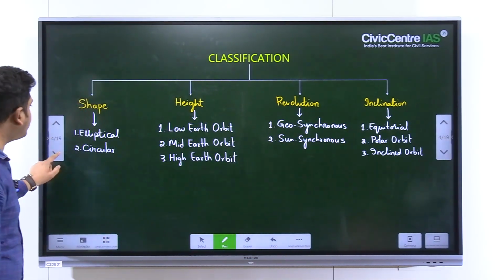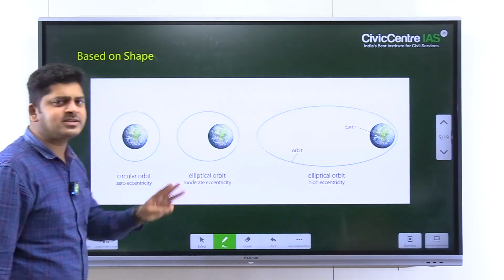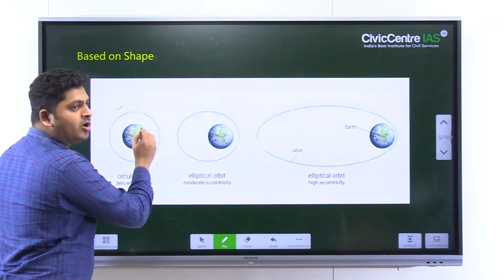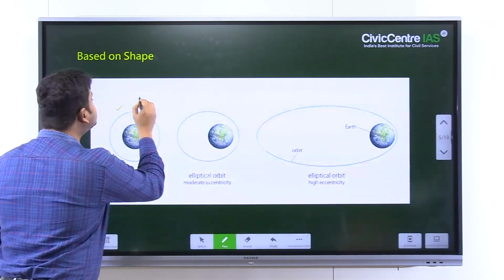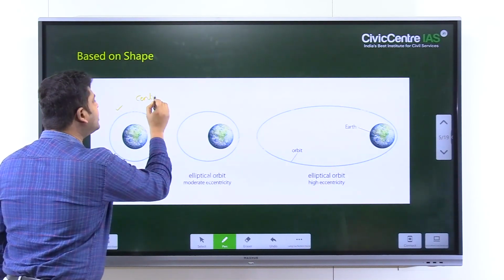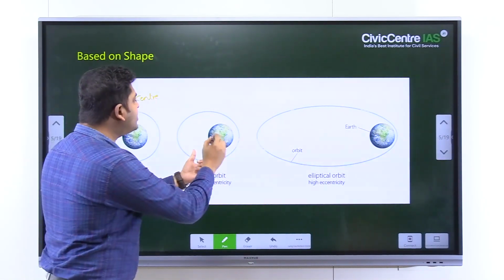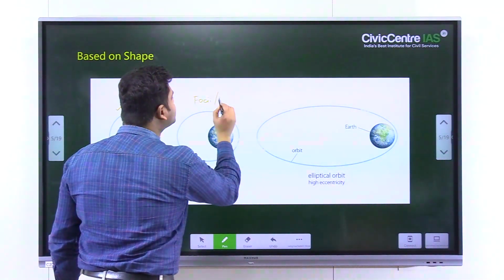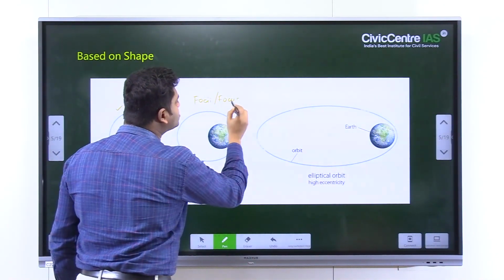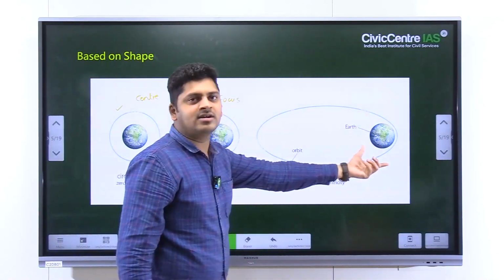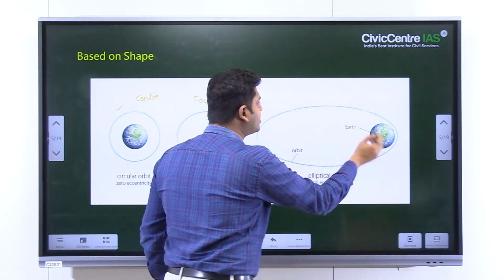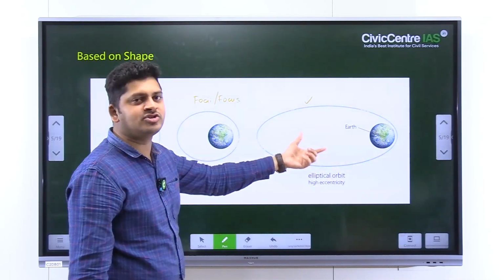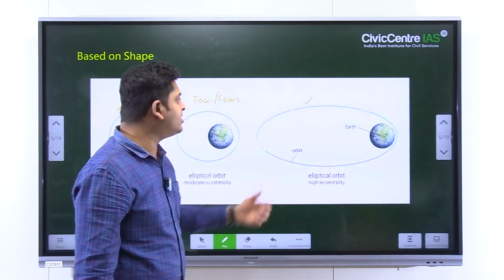Now, if we talk about the orbits based on the shape, there are basically two types, as I told you. In a circular orbit, the Earth or the object with a higher mass is at the center of the circle. In the elliptical orbit, we have the mass at one of the foci of the ellipse. And we can see another kind of elliptical orbit, which is the highly elliptical orbit. We can observe these kinds of orbits in the geostationary transfer orbit, which we'll talk about further.